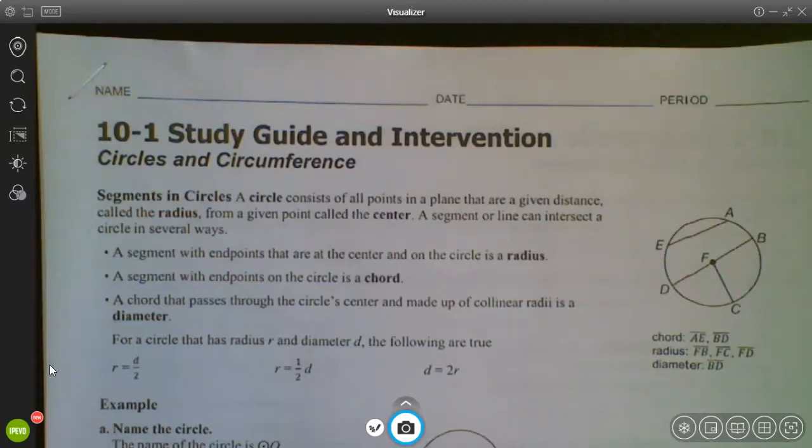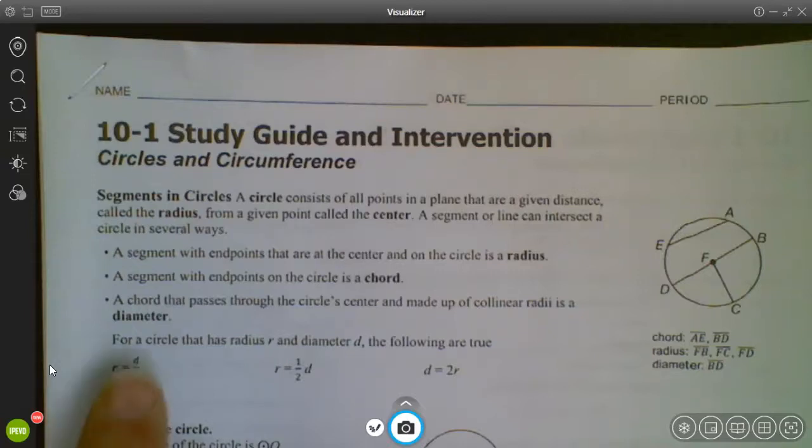Do keep in mind that all radii are equal within a circle. So if you go from the center to any point on the circle, that distance is always consistent. The distance from F to D would have to be the same as the distance from F to C. So all radii in a circle are always equal.